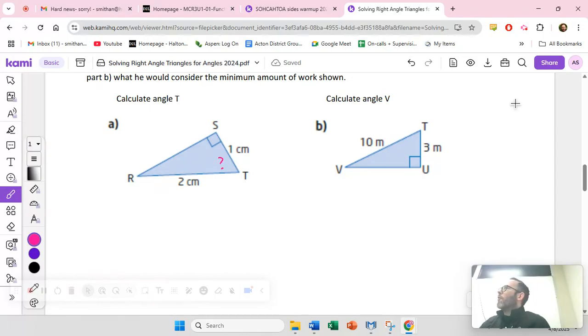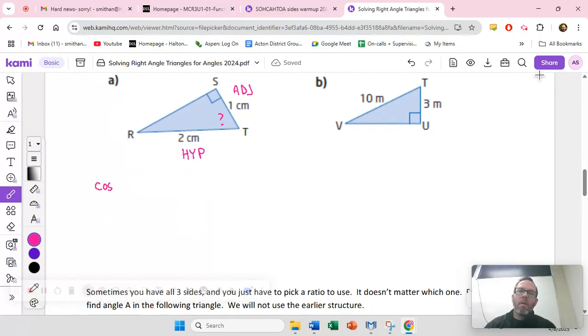Which trig ratio did you guys use for finding angle T? Did you use the cosine ratio again? Yes. Because with respect to angle T, we're given the adjacent side. So let's talk about bare minimum. You know what? We'll do bare minimum after this one. So some of you guys may still enjoy just writing the definition of cosine just to get your head in the game. And then you plug in what you know.